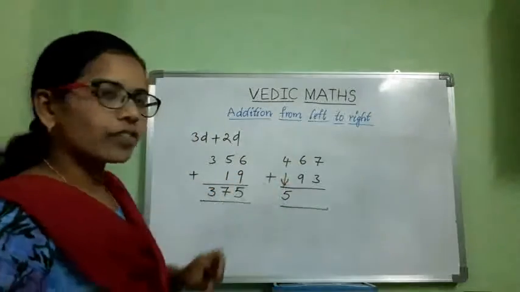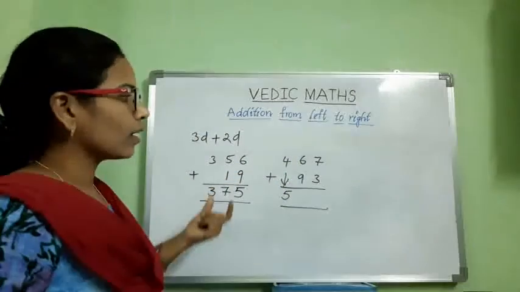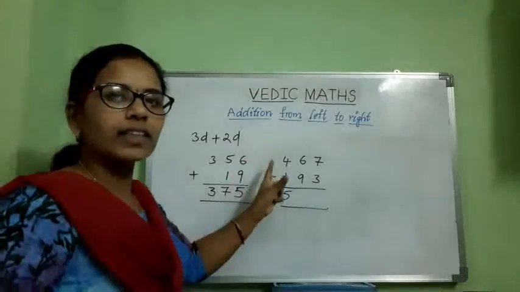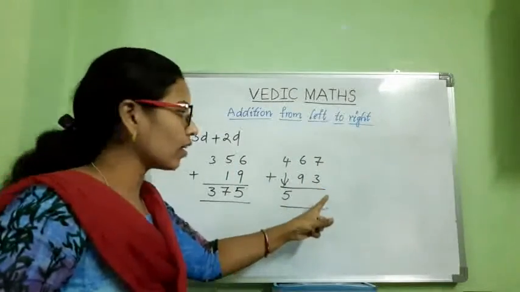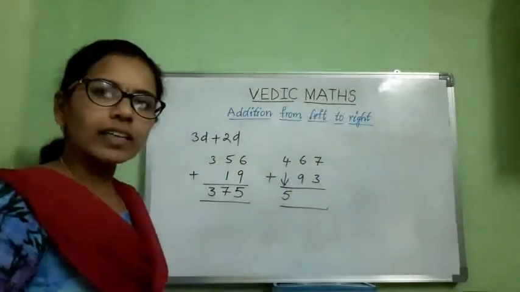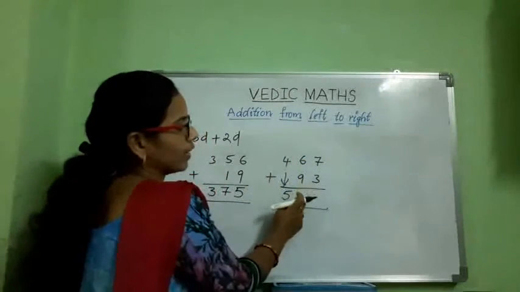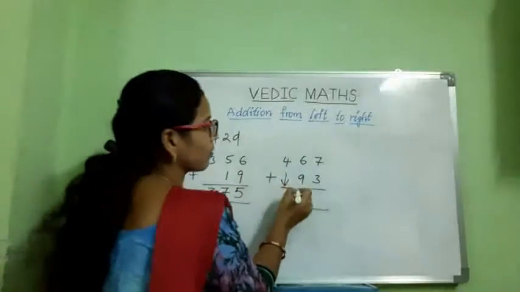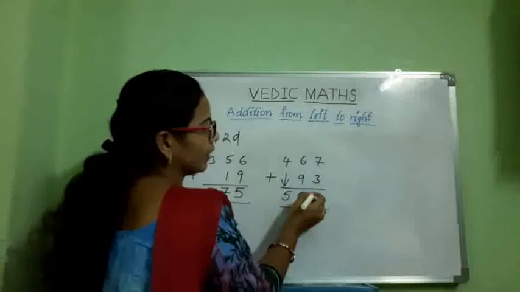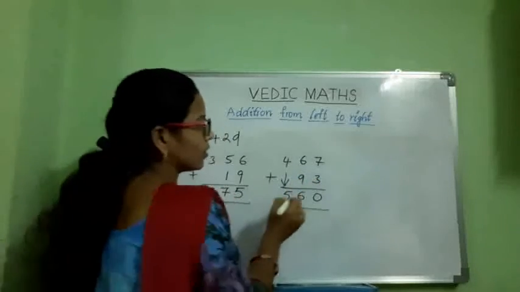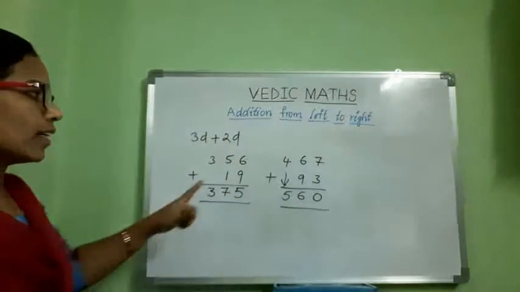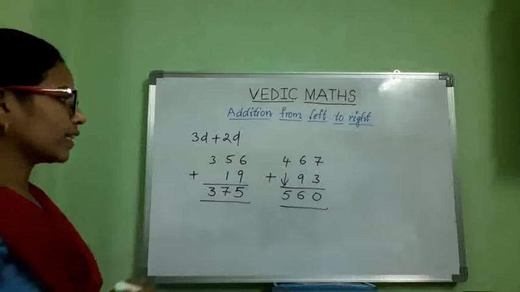And what is the end digit of 9 and 6? 5. Before dropping 5 here, check the next numbers whether they are carry or non-carry. This time also these are carry numbers. So here the end digit 5 increases by 1, that means 5 becomes 6, and the end digit of 7 and 3 is 0. Yes, the answer is 560. Next, one more example.